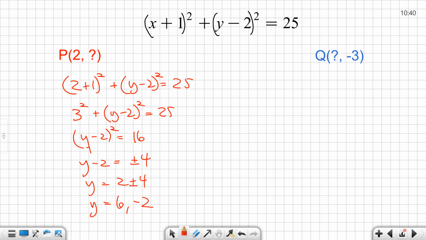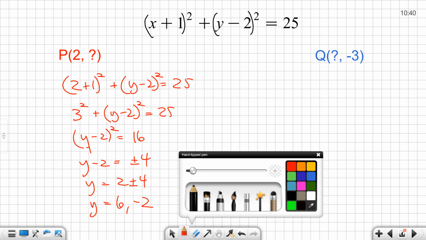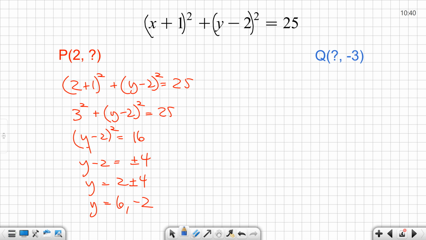Okay, now solve the blue one and don't screw up like I did. Just to be clear, what are you plugging the -3 in for? Good, at least somebody's paying attention.